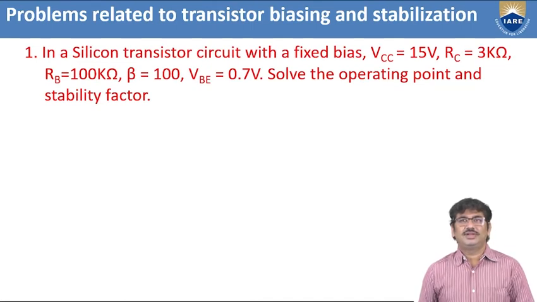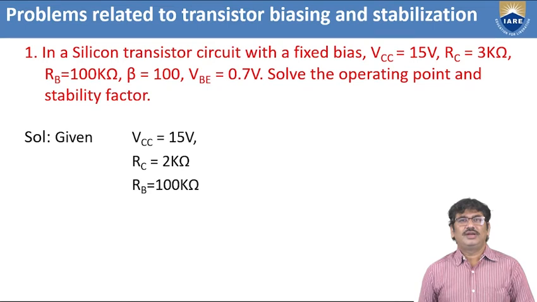In a silicon transistor circuit with a fixed bias, VCC is equivalent to 15 volts, RC is equivalent to 3 kilo ohms, RB is equivalent to 100 kilo ohms, beta is equivalent to 100, VBE is equivalent to 0.7 volts. Solve the operating point and stability factor. The given values are VCC equals 15 volts, RC equals 2 kilo ohms, RB equals 100 kilo ohms, beta equals 50, VBE equals 0.7.